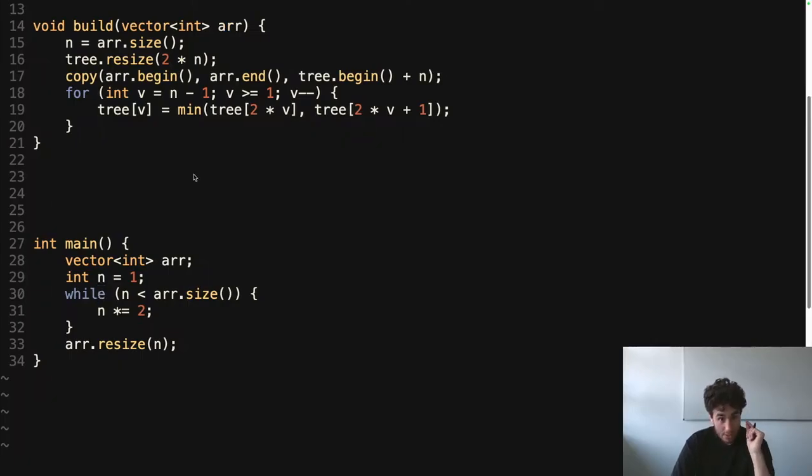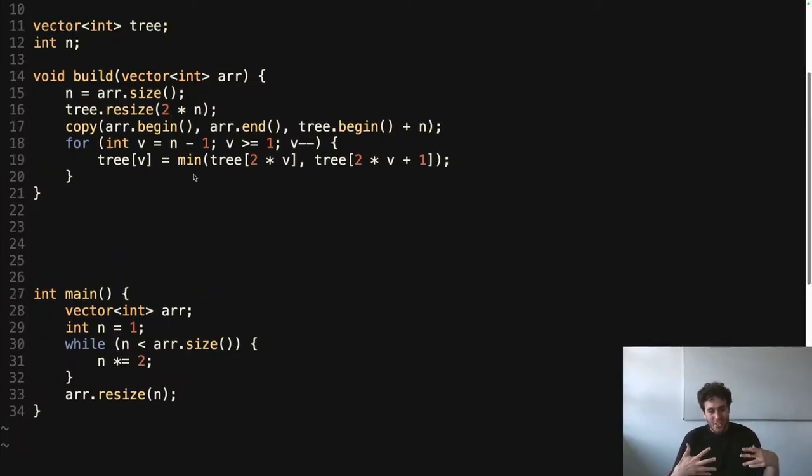But remember that we not only wanted to build a segment tree. If you just have a segment tree, it's kind of nice. In some problems, people give segment trees as birthday presents.